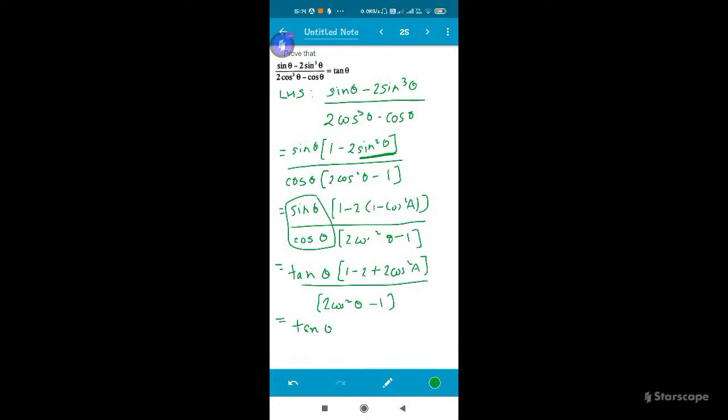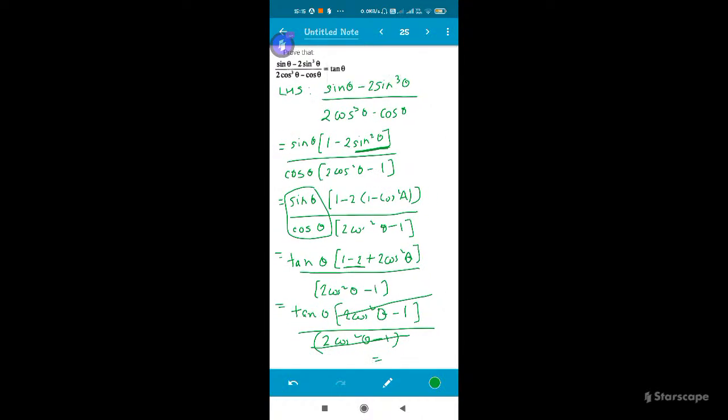I hope it will get cancelled out. It seems so. So we have 2 cos square theta. Okay, it was theta. I wrote A out here. Theta. 2 cos square theta minus 1. 1 minus 2. So minus 1. And 2 cos square theta is remaining as it is. Divided by 2 cos square theta minus 1. So yes, they are getting cancelled out. And we are left with tan theta, which was asked in the question. So let me write it. Equals to tan theta is equal to RHS. So I hope it is clear. It was a very simple question, although it looked a little complicated, but it was very easy.